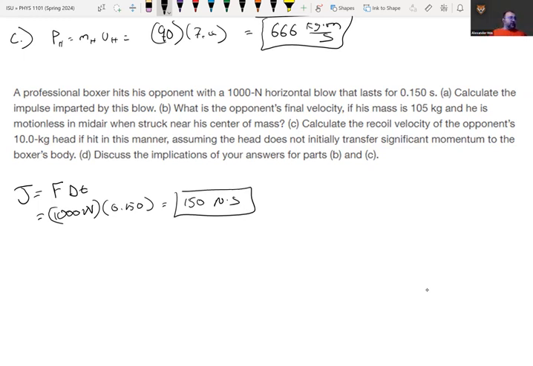Okay. What is the opponent's final velocity if his mass is 105 kilograms and he is motionless in midair when struck near his center of mass? Okay, so basically what we would do, that would be part A.